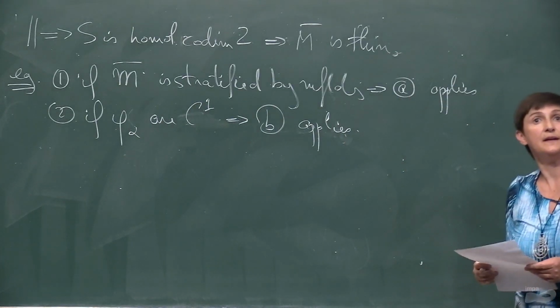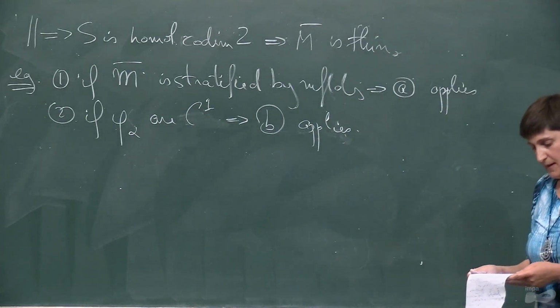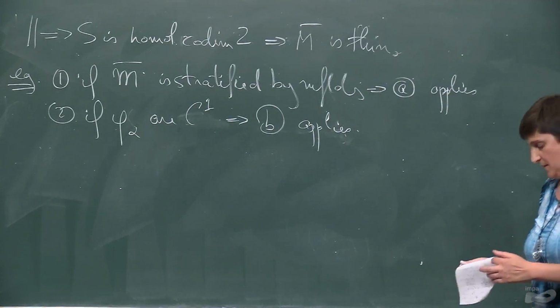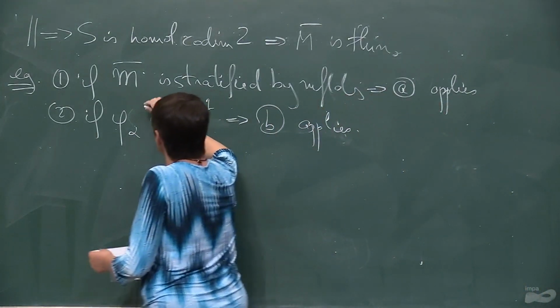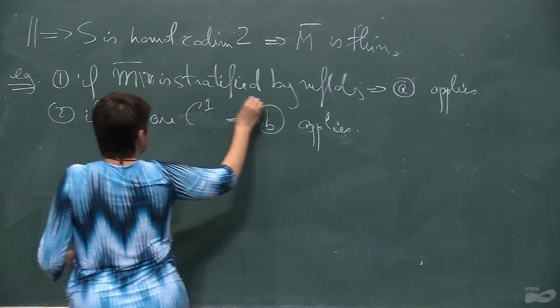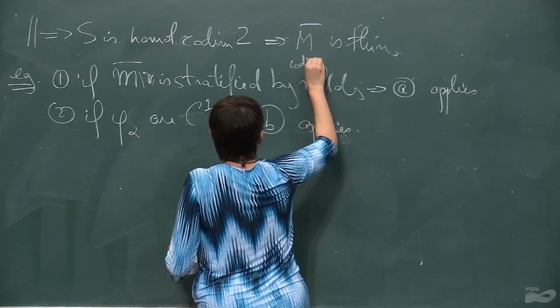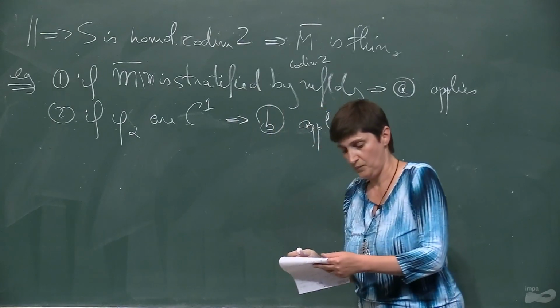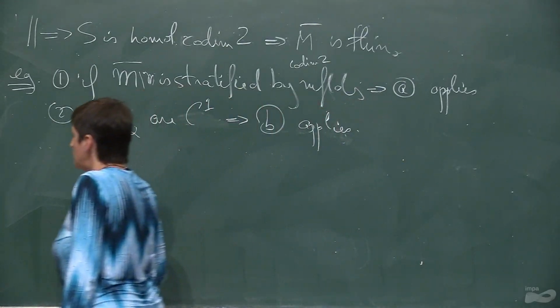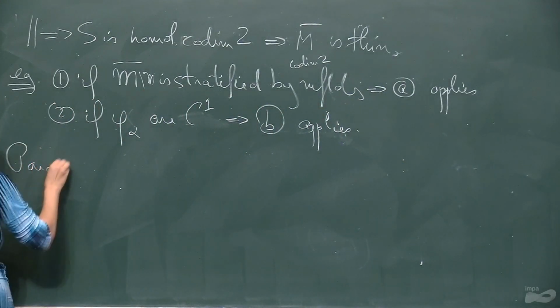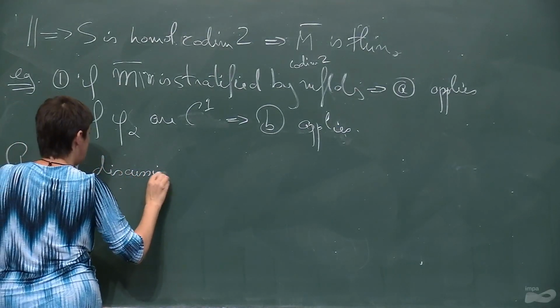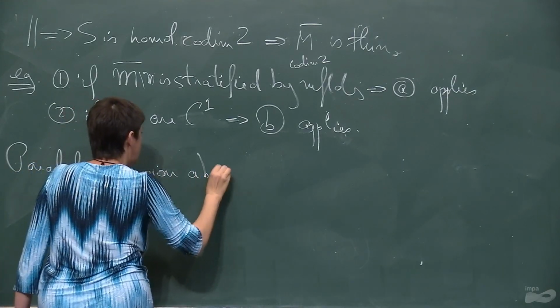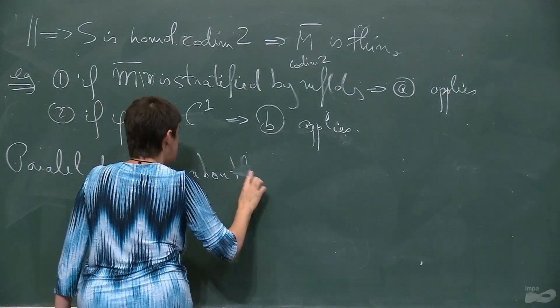Questions? All right. Okay. Let me just say it this way. M bar minus M is stratified by codimension two manifolds. Okay. All right. So then I'm not going to go into this, but there is a parallel discussion about thin cobordisms.